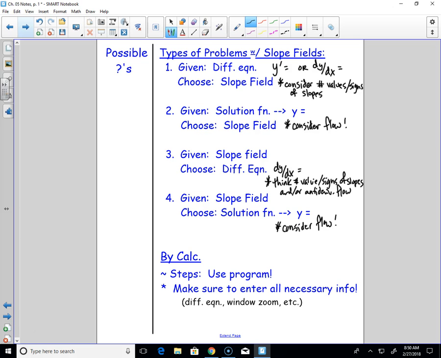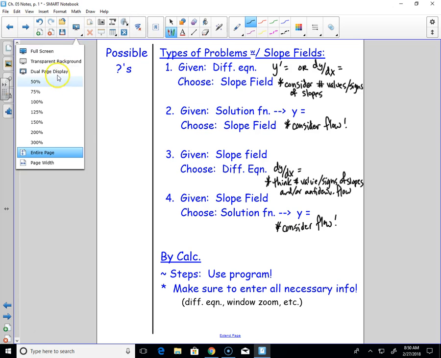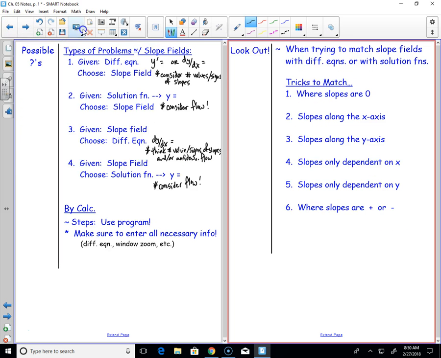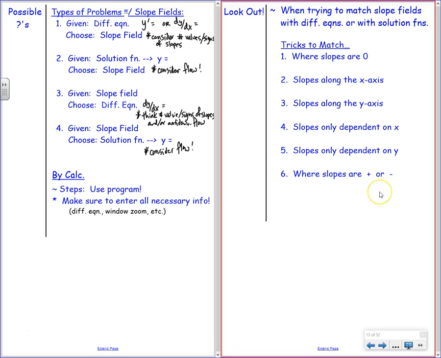Basically, my agenda. Let me go ahead and do a dual page so you guys can see the very last page, which is just basically hints that I used when matching. Here are hints I used when matching, where slopes are 0. As I fill in these hints, my goal tomorrow is basically to bust through the notes worksheet as much as possible. Get as many examples done.